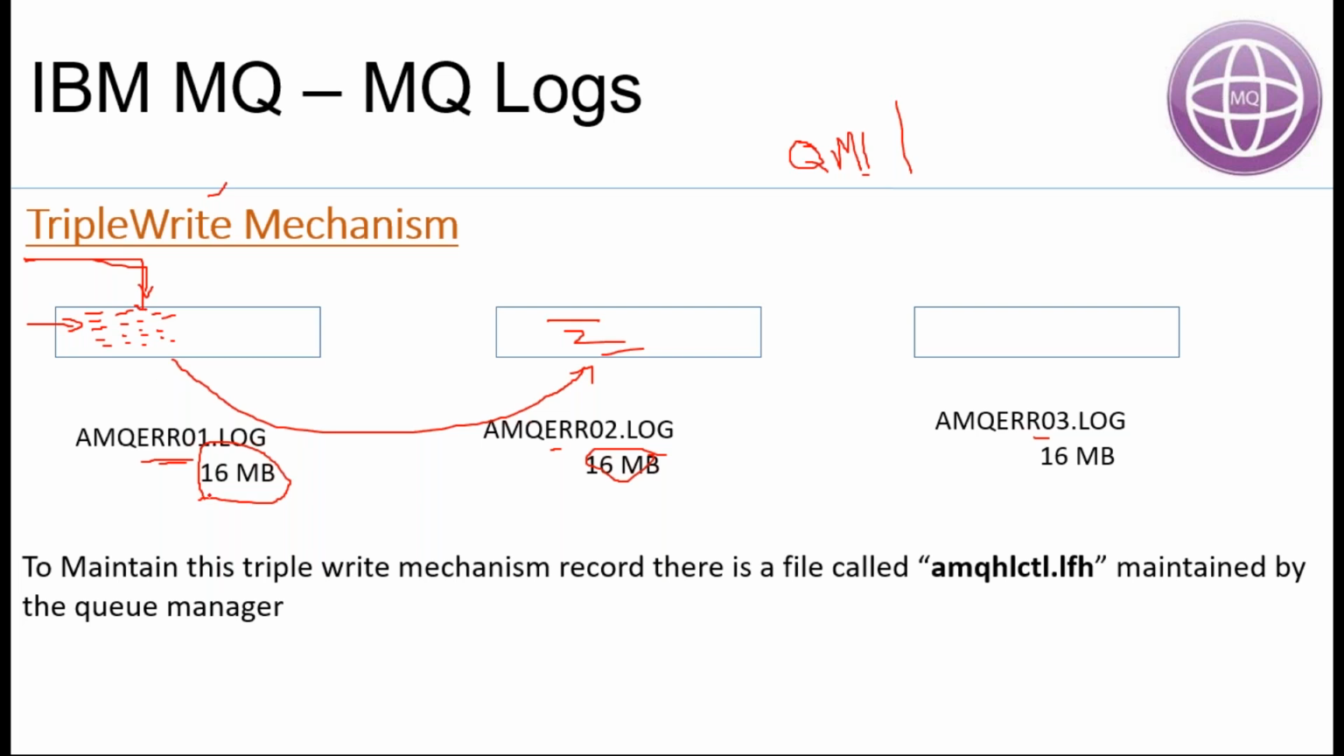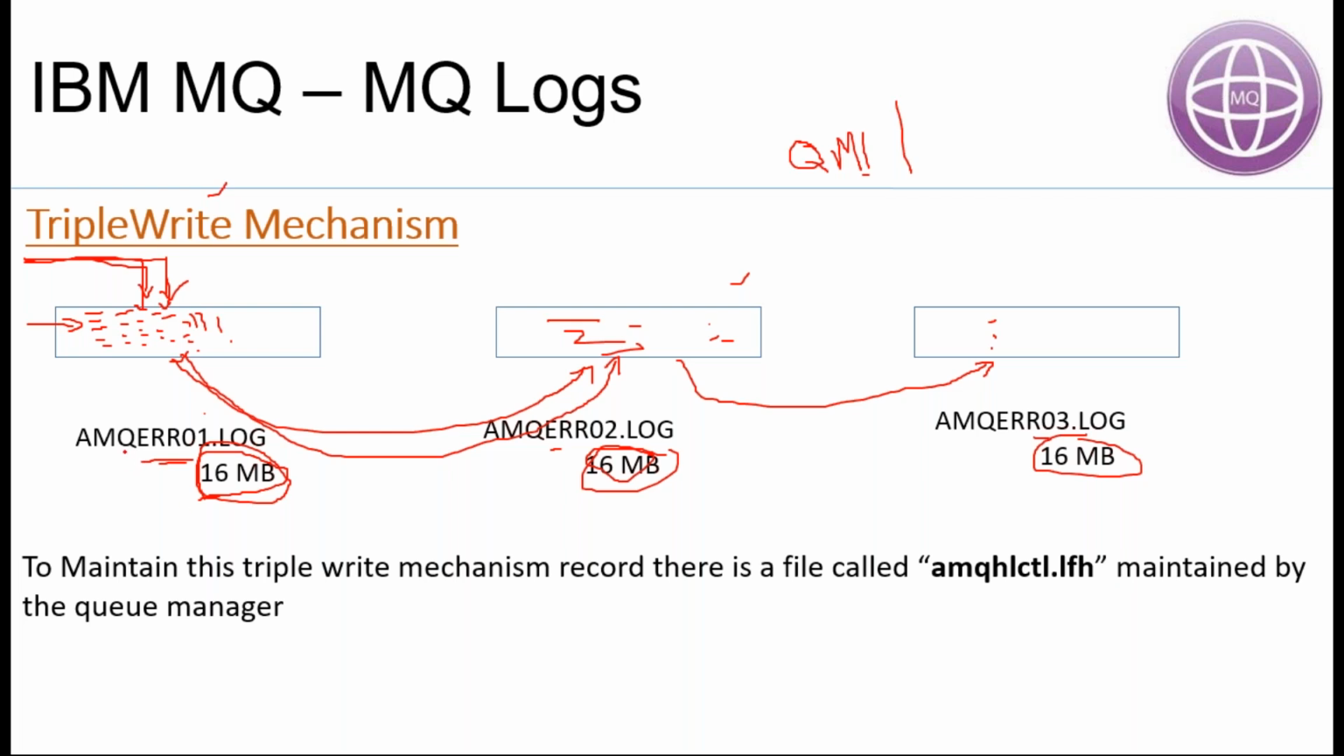Now again after a few days, the first file is full with 16 MB. Now again a latest error happened and it is trying to enter into the first file, because that's what the triple write mechanism follows. Now there is no space in the first file. So the queue manager will try to move the error information from the first file to the second file, but the second file is already full with the previous errors. So the queue manager will move the entire error information from the second file to the third file. Now the third file is full with 16 MB and the second file is free. Now the information from the first file will be moved to the second file. Now the second file is 16 MB full. Now the first file is empty. Now the latest error information again will start recording in the first file only.